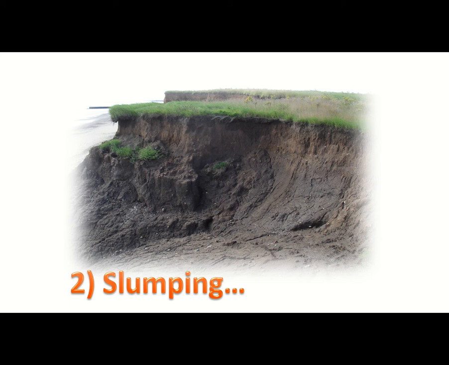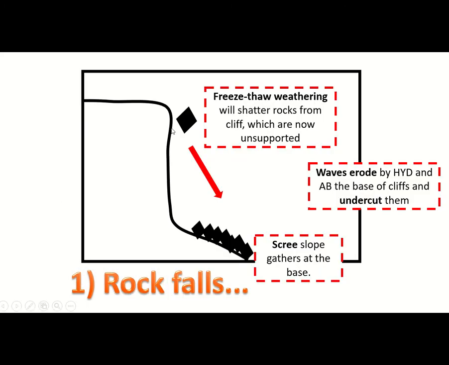Okay, so slumping is the next one, and if you've ever been to the coast around East Anglia, you'll be far more familiar with this. This is something which happens where you've got soft geologies. You can only create steep cliffs if the rock is hard and resistant, because it can support its own weight.